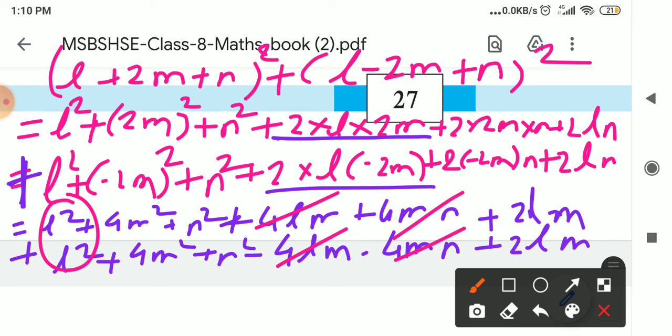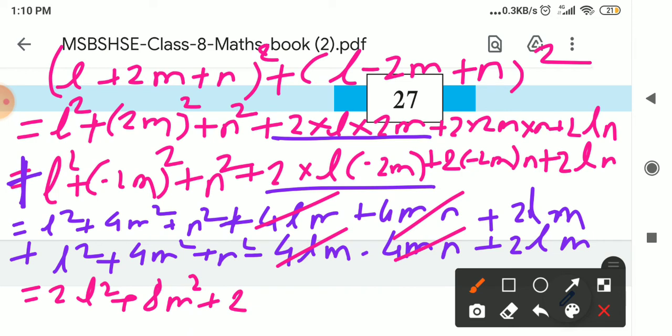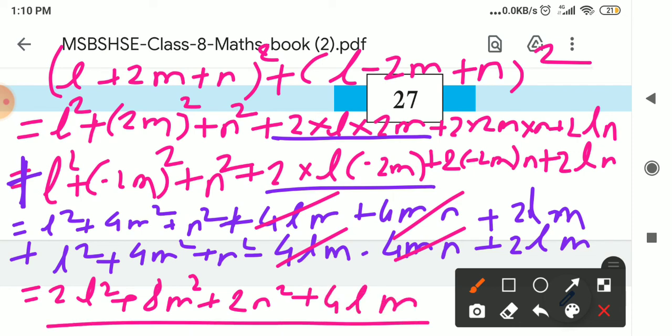l square plus l square, how much is there? 2l square, plus 4m square plus 4m square, 4 plus 4, 8m square, n square plus n square, 2n square. These terms are cancelled, so what remains? 2 plus 2, 4ln is the answer of solving this (l plus 2m plus n) bracket square plus (l minus 2m plus n) bracket square. So in this way you have to simplify when such questions come.